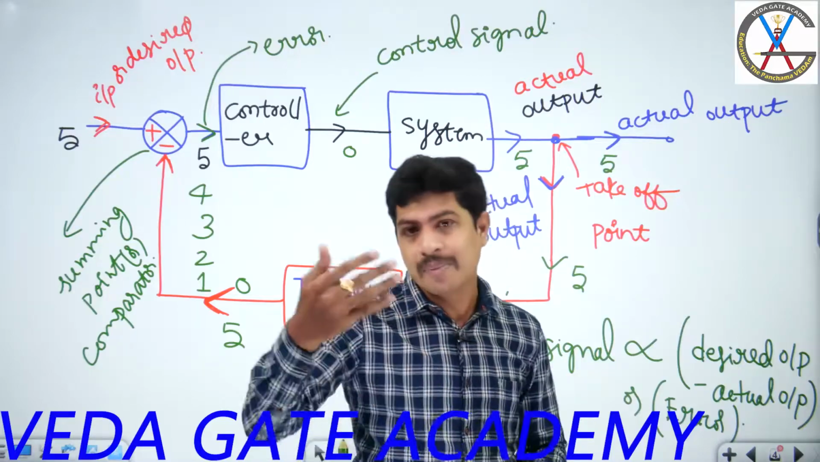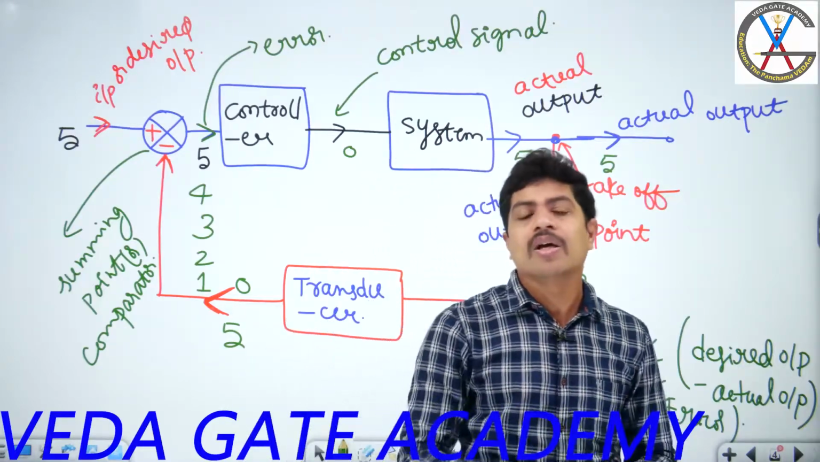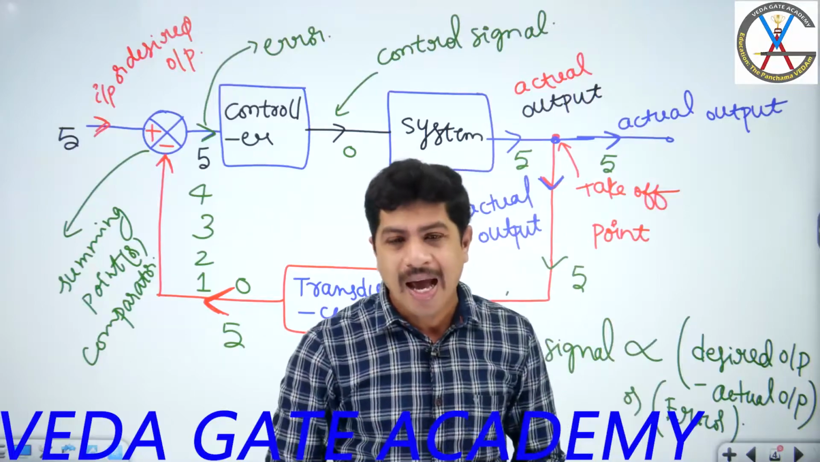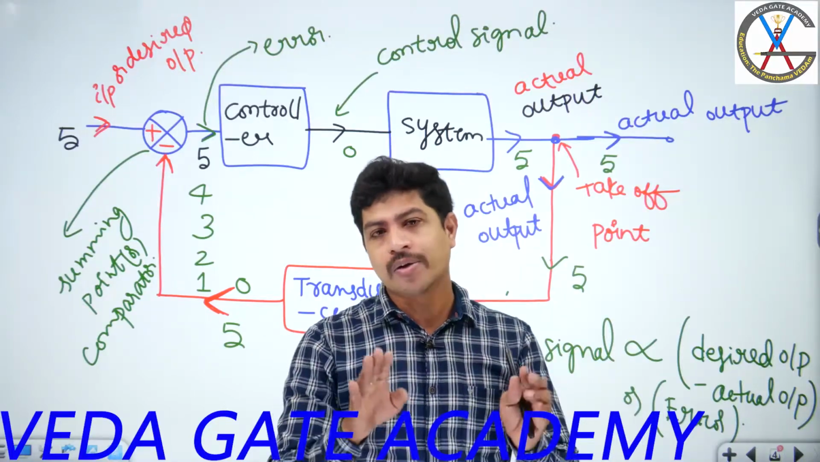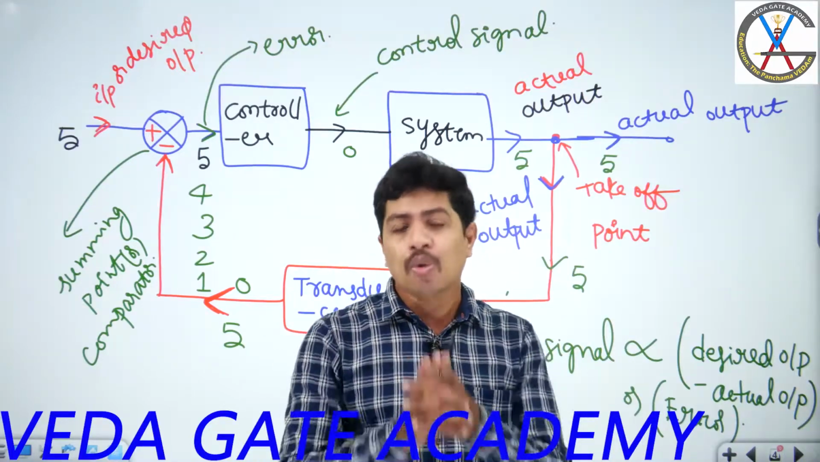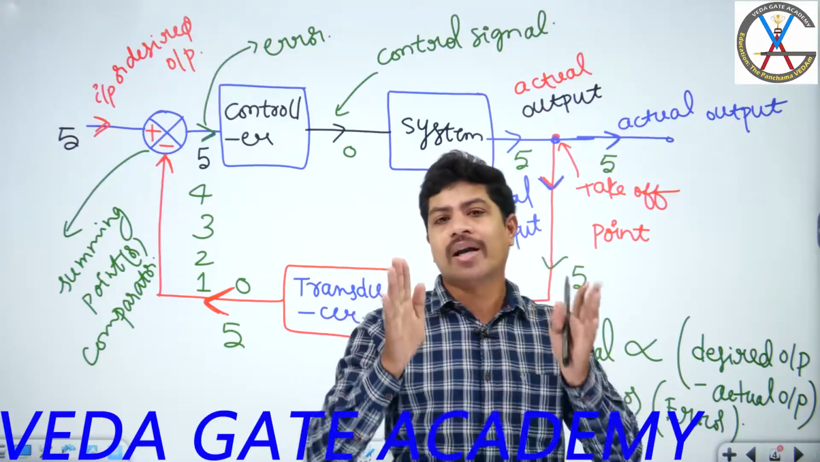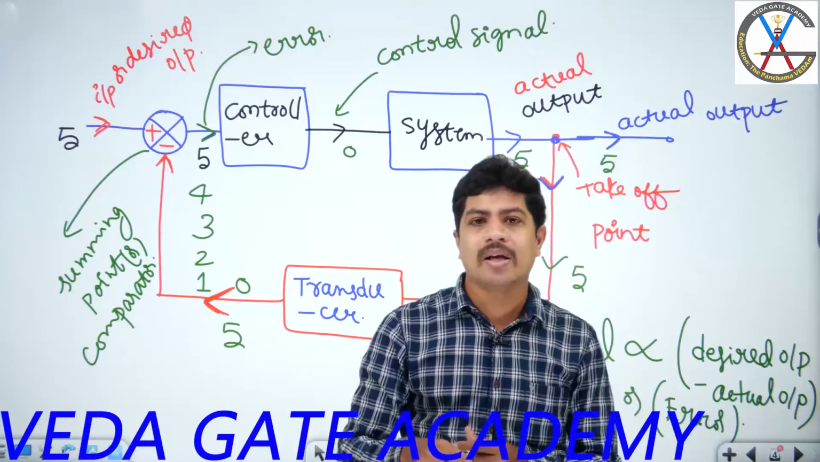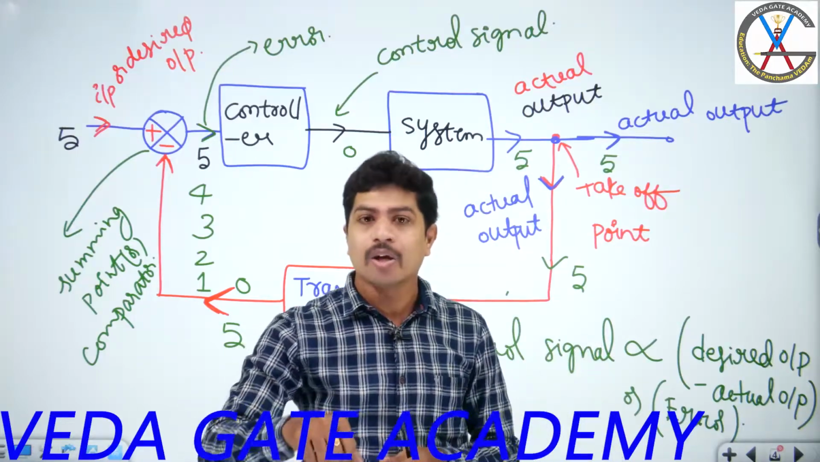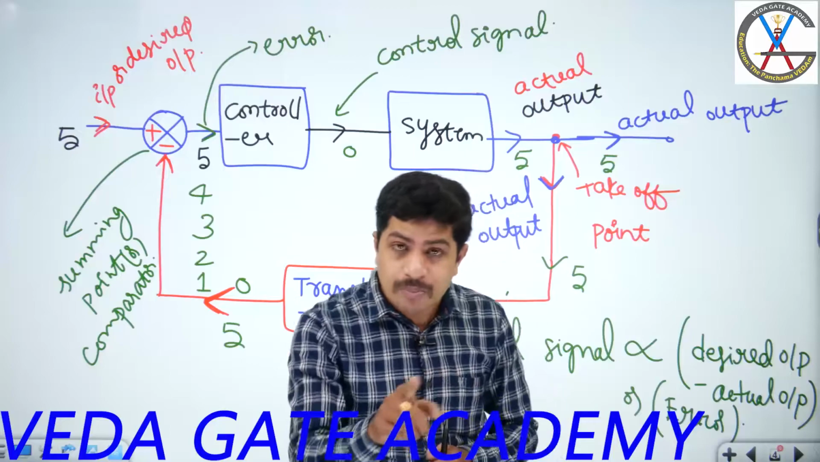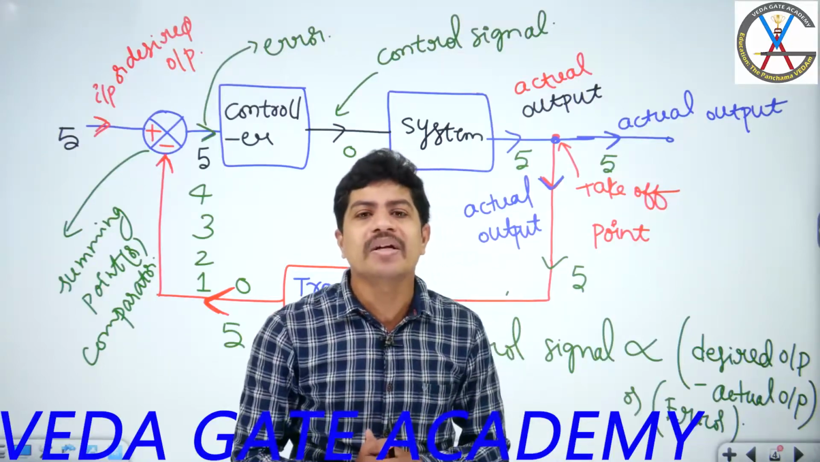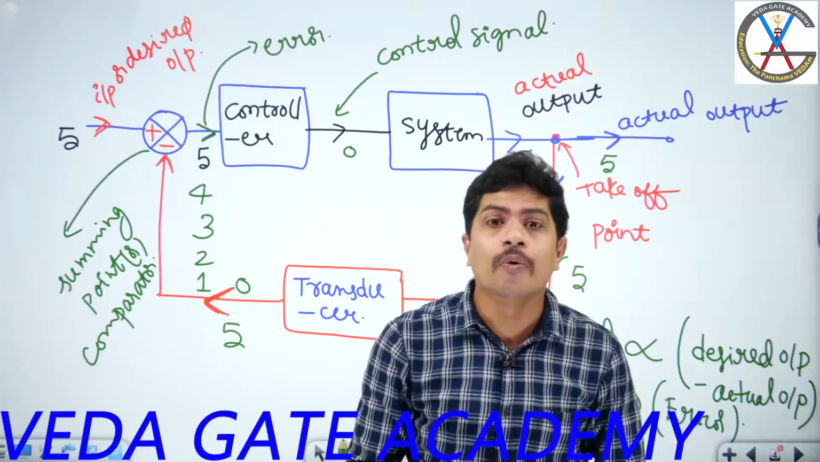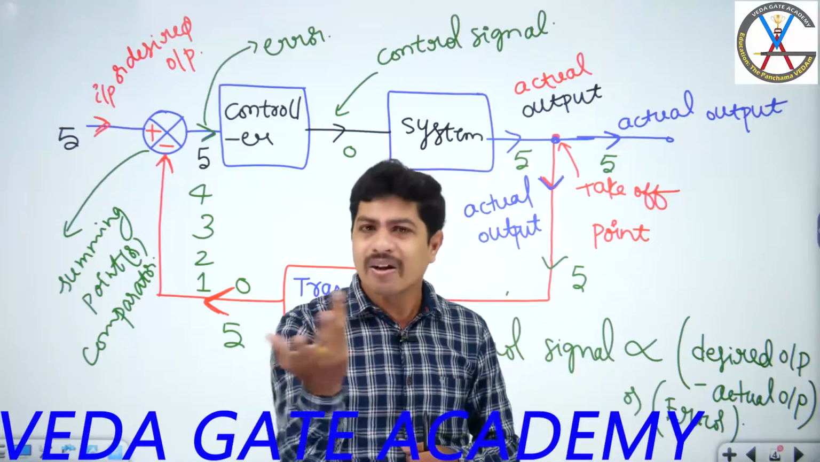Yeah. One more example I'll take. You want to go with 100 kilometers per hour on your bike. What will you do? You start the bike and you accelerate, and you look at the speedometer. If the speedometer is at 20, what will you do? You further increase. Why are you further increasing?